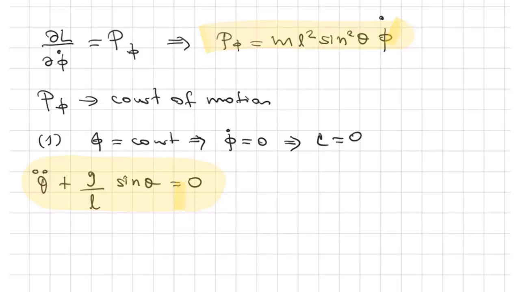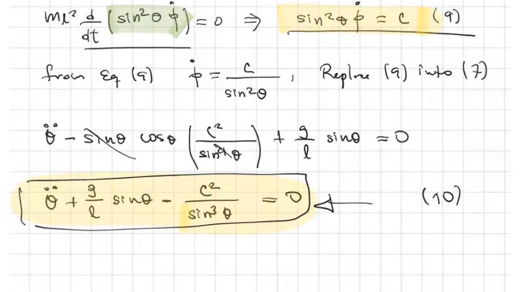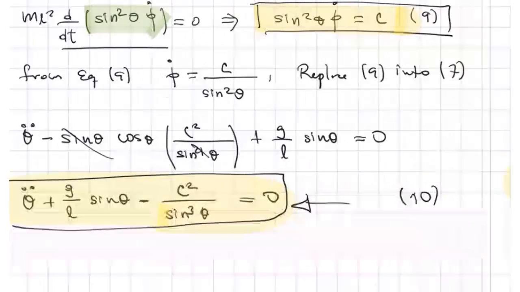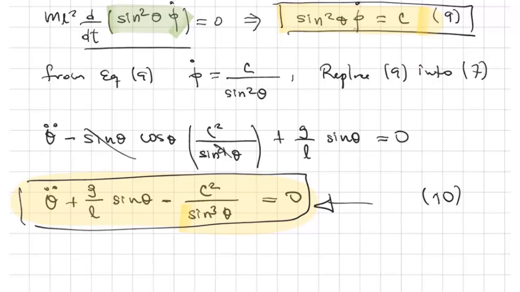Now let's consider the second situation. Suppose that theta is constant. Then from equation 9 again, if theta is constant, then phi dot is constant. Why? Because theta is constant, then phi dot is constant, because c is a constant. This term is a constant and this is a constant, then this term is a constant.